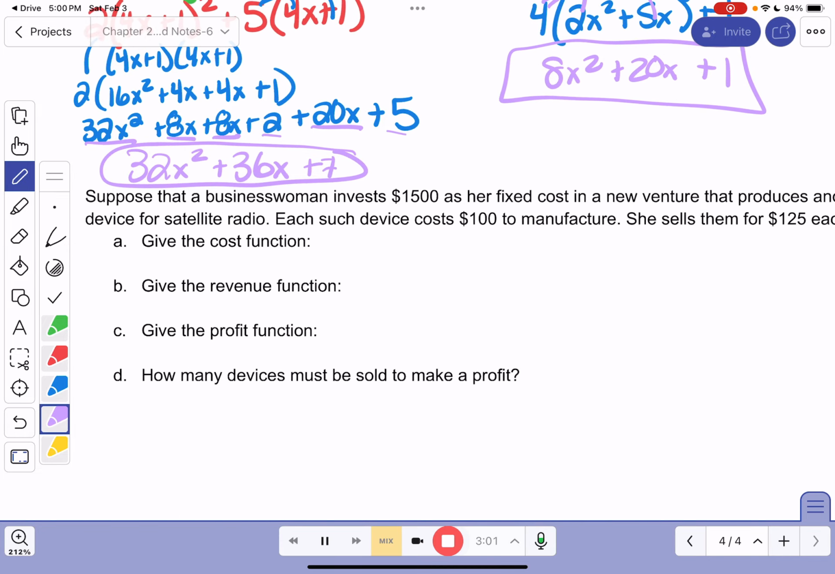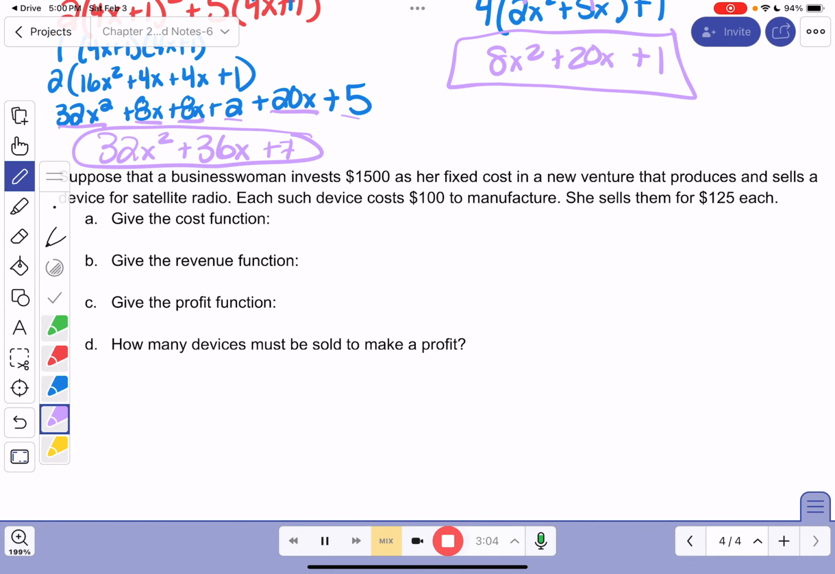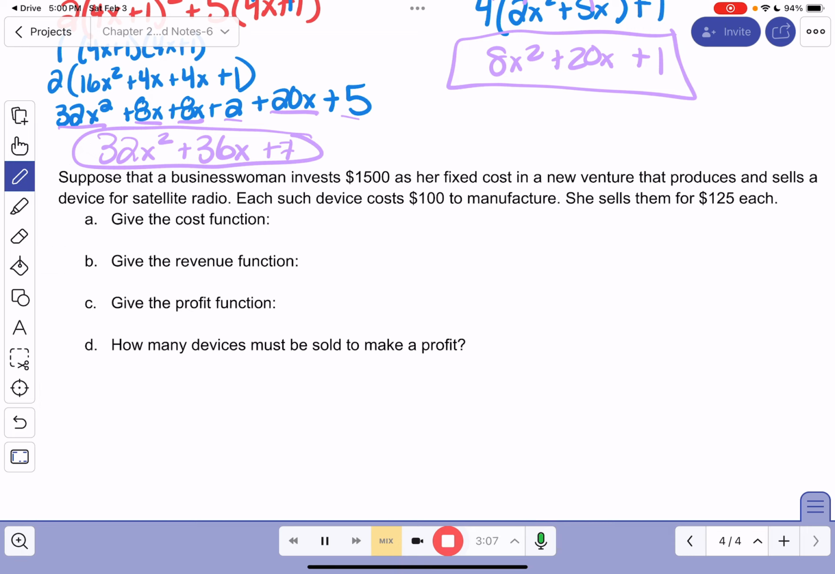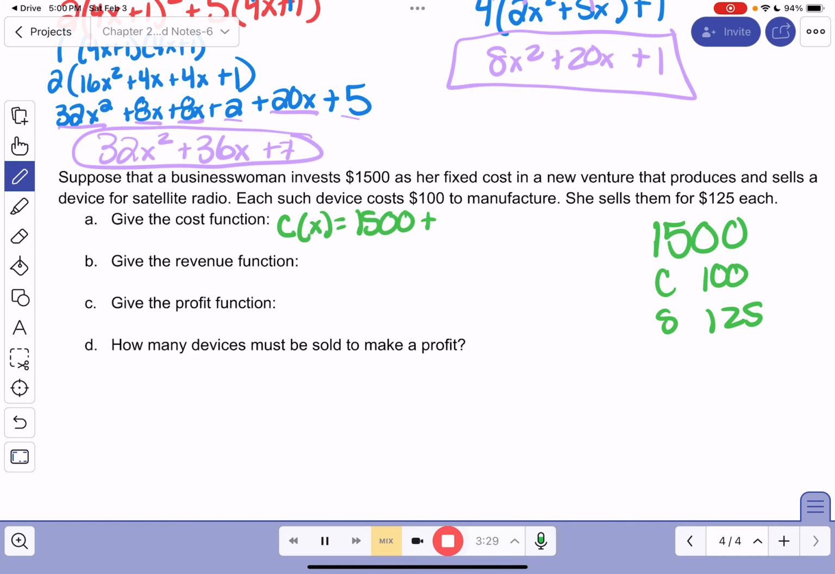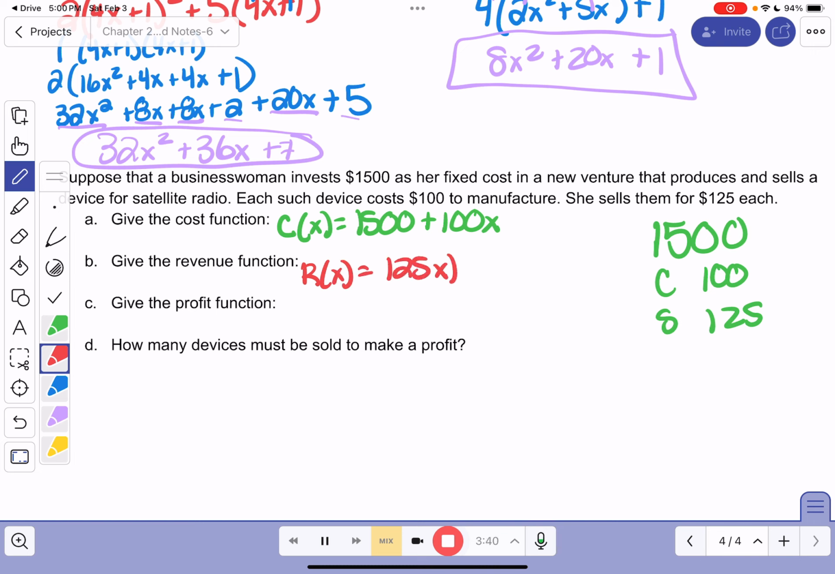All right, let's do one more problem in this section, one more problem in this chapter. Suppose a businesswoman invests $1,500 as her fixed cost in a new venture that produces and sells devices for satellite radio. Each device costs $100, and she sells them for $125. Give the cost function. So her cost is the $1,500 total plus $100 each. Revenue is the amount coming in. So that's what she sells it for, 125x.